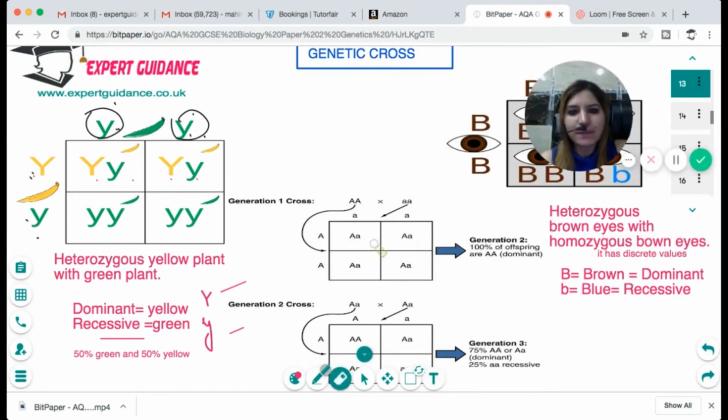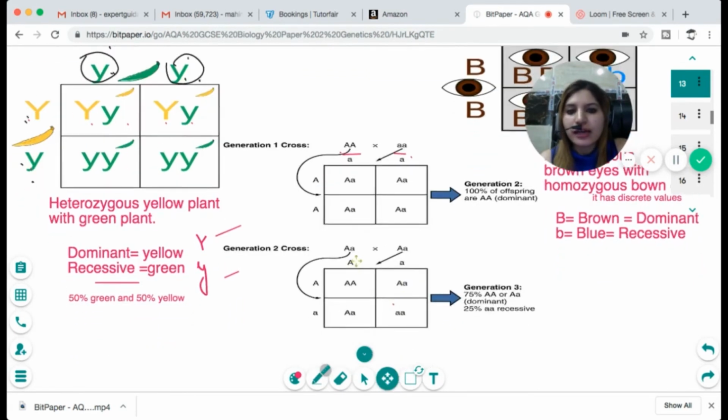We take the parents, separate them into gametes, and do the cross. For example, in the second question, we are crossing homozygous dominant with homozygous recessive. We got 100% dominant. On the other hand, if we take heterozygous with heterozygous, in this case we get 75% dominant and 25% recessive allele.